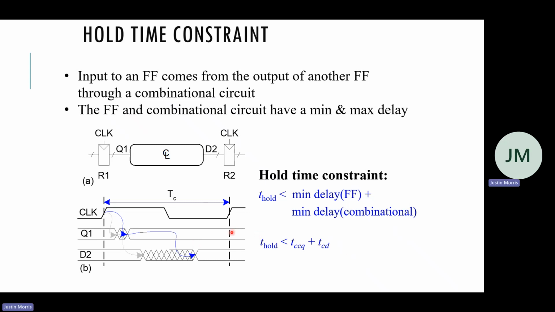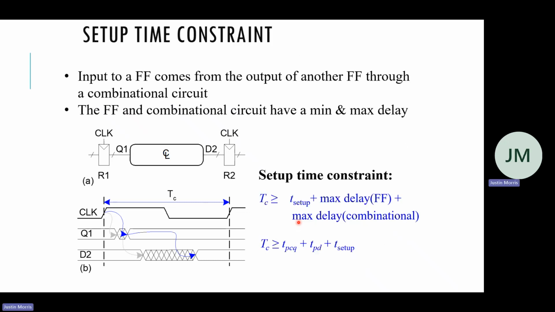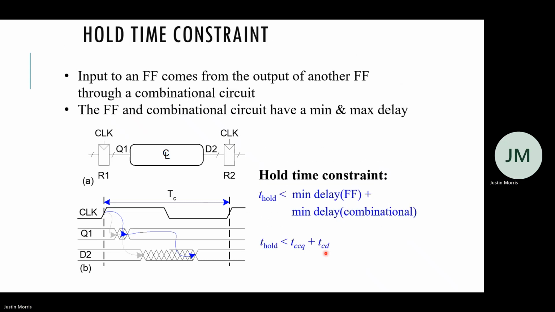Okay, so these are our two equations. We need to satisfy setup time to ensure that our clock period is long enough so that we can have a stable input before the next clock edge. And then for this one, you need to ensure that your combinational logic and your register delay is long enough so that it doesn't change the input right after the clock edge too fast.